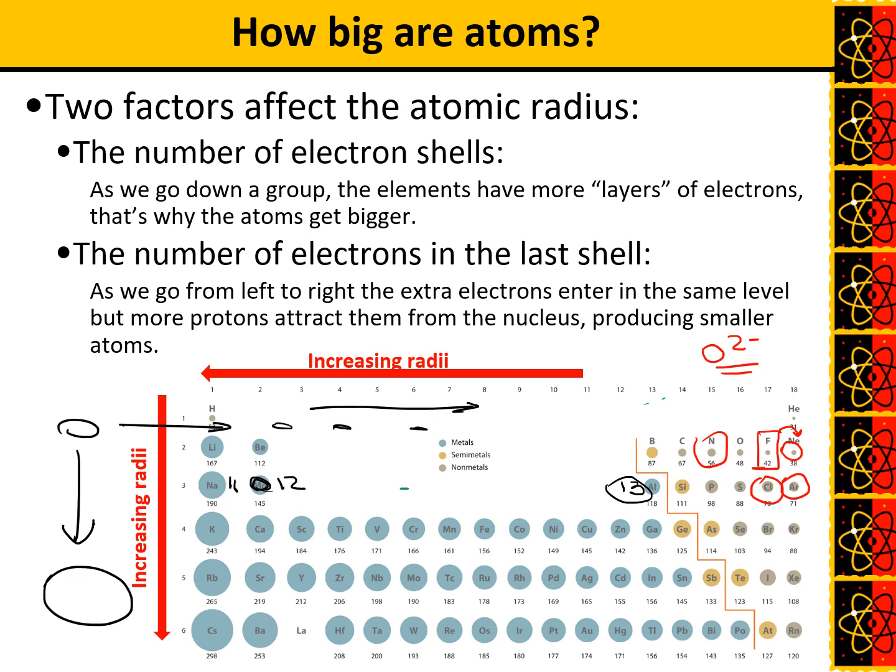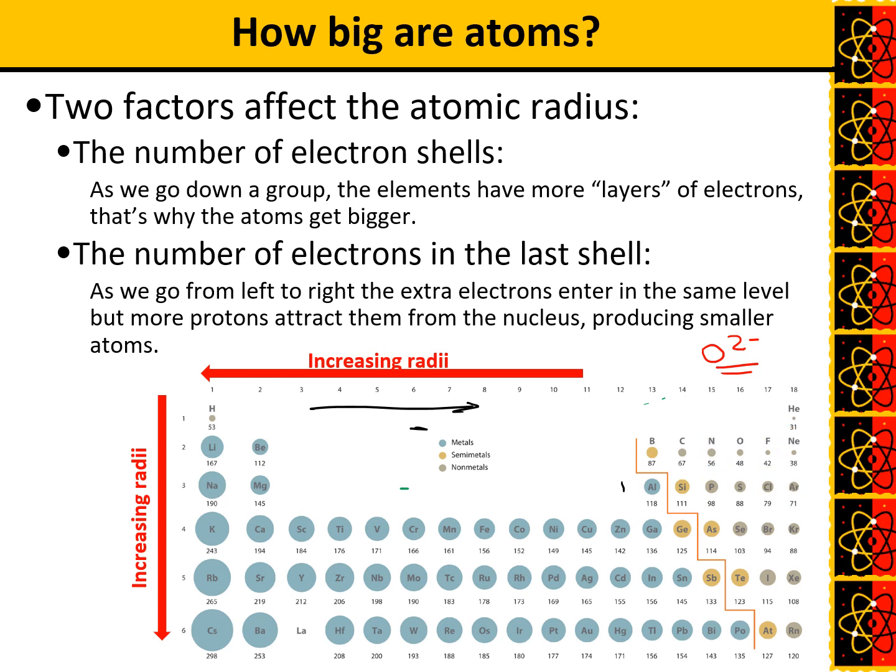So when you go from top to bottom, you are going to have an increase. When you go from left to right, you are going to decrease. Okay, so that's why I think that this periodic table with the actual sizes of the atoms is going to be more sufficient than my explanation with paper and pencil.